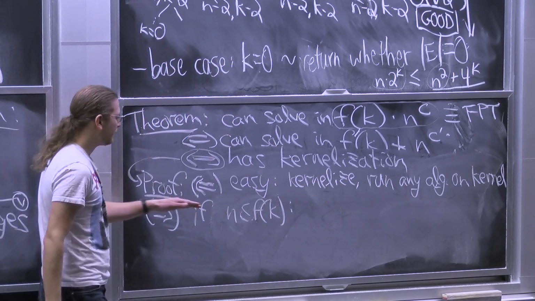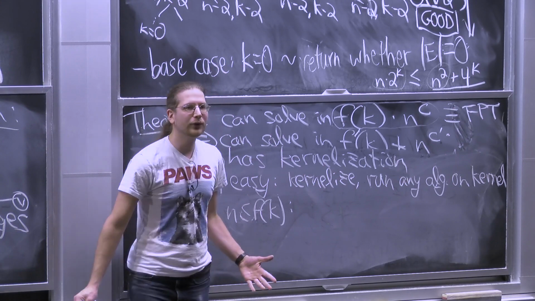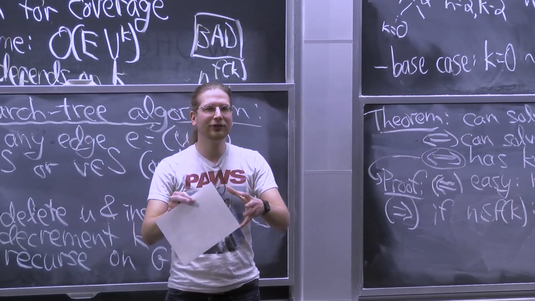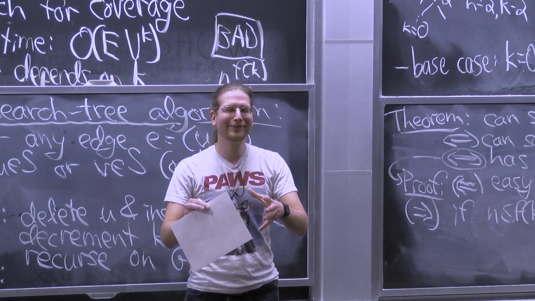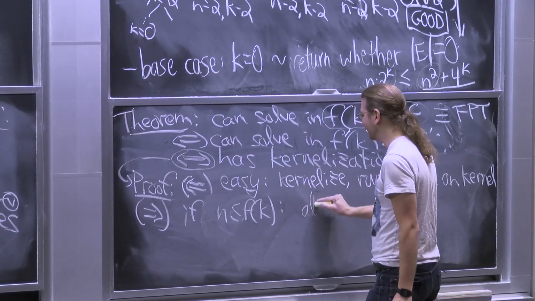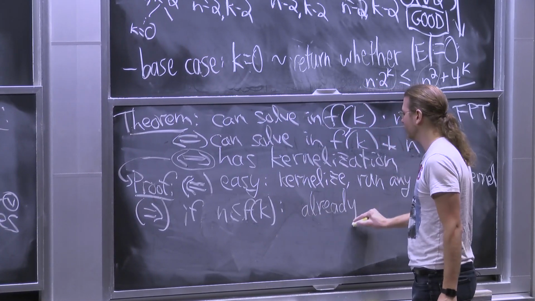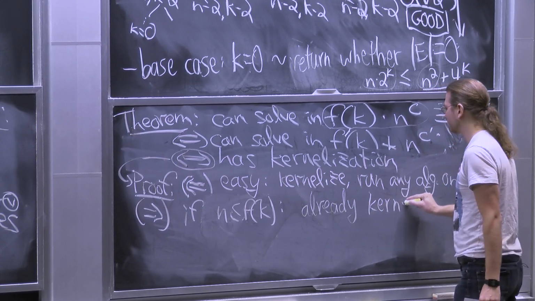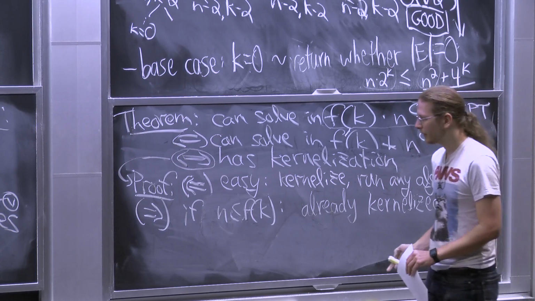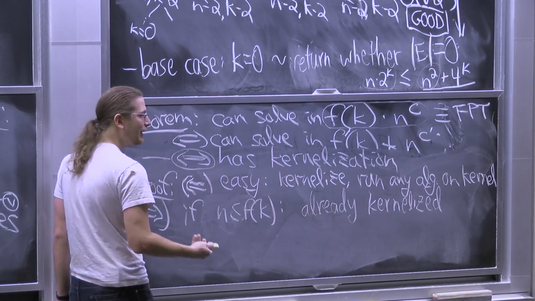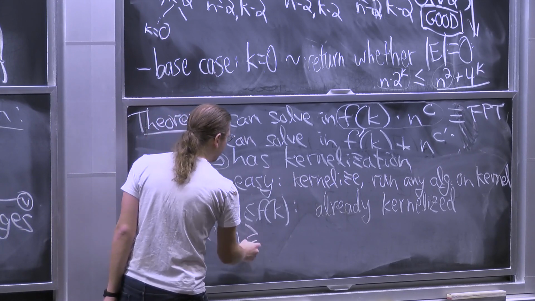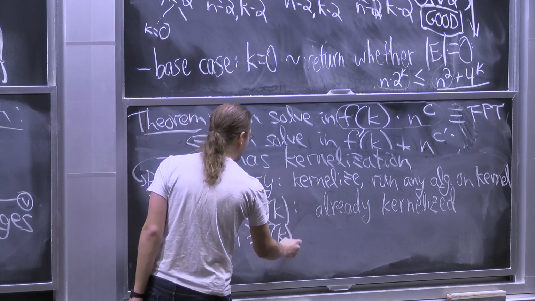So the first case, if n is at most f of k, what do I do in that situation in order to kernelize this thing of size n? I want to kernelize into something of size f of k. Nothing. I'm done already. So this is the already kernelized case. That's great. So the other case is n is big. That's the more interesting case, of course. n is greater than or equal to f of k.